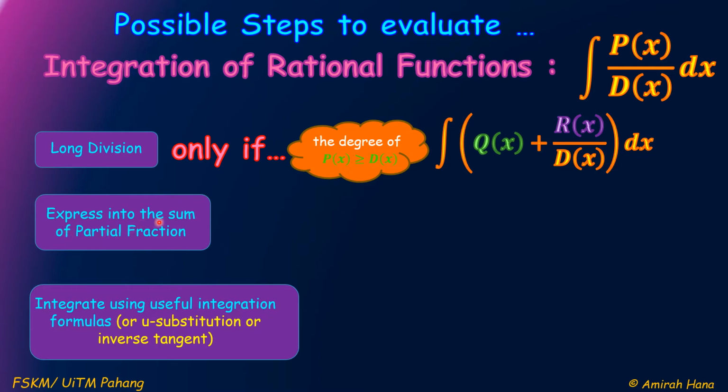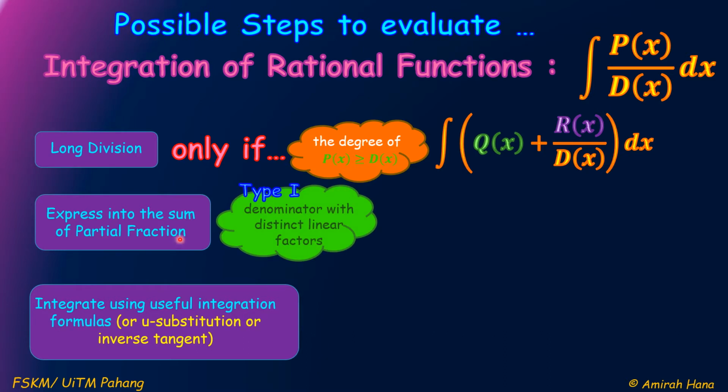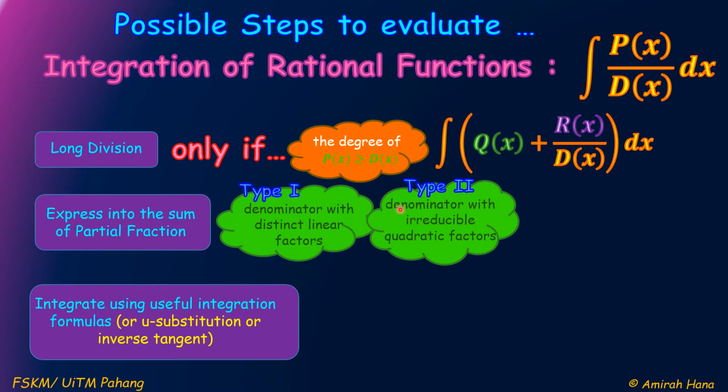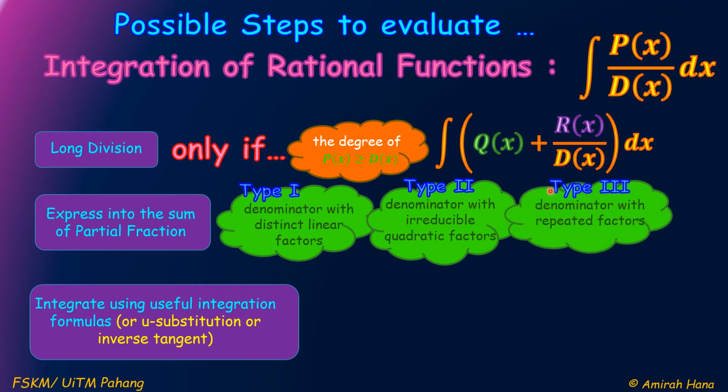When we express it as a sum of partial fractions, we will have 3 types. First type, based on the denominator, we have a denominator with distinct linear factors. Second type, a denominator with irreducible quadratic factors, meaning a quadratic function that cannot be factorized. And the third type is a denominator with repeated factors.